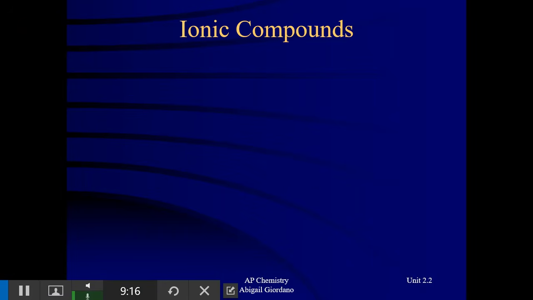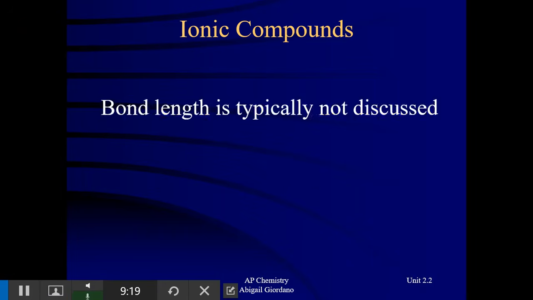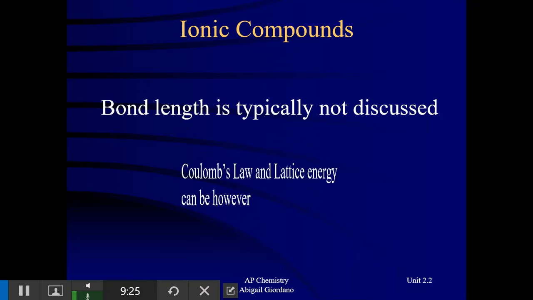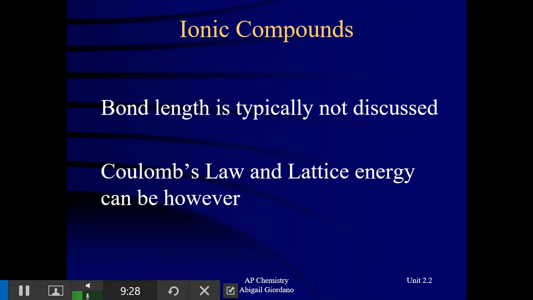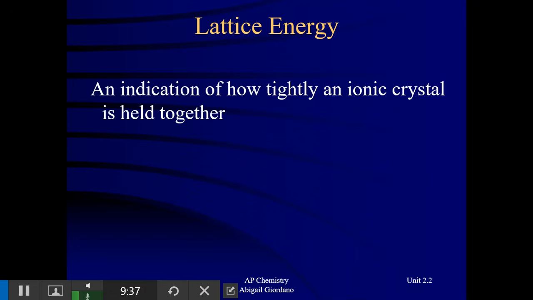So we've talked a lot about covalent, but we can also talk about ionic compounds. However, we typically don't discuss bond length when it comes to ionic compounds. What we will discuss, we're going to bring back the concept of Coulomb's law, and we're going to relate it to a term called lattice energy. So lattice energy, guys, is almost identical to the term bond energy. It's just that lattice energy tends to be the term you use with ionic compounds. Just like bond energy, it's an indication of how strong a bond is. In this case, we're talking about ionic bonds.